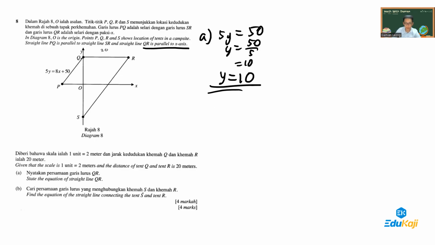Part B, equation of straight line connecting S and R. So they say PQ parallel to SR. These two lines are parallel, so they have the same gradient. If I rearrange this, 5y equals 8x plus 50. Bring over the 5. Y is 8 over 5x plus 10. So 8 over 5. Gradient of SR, same as gradient of PQ, which is 8 over 5.